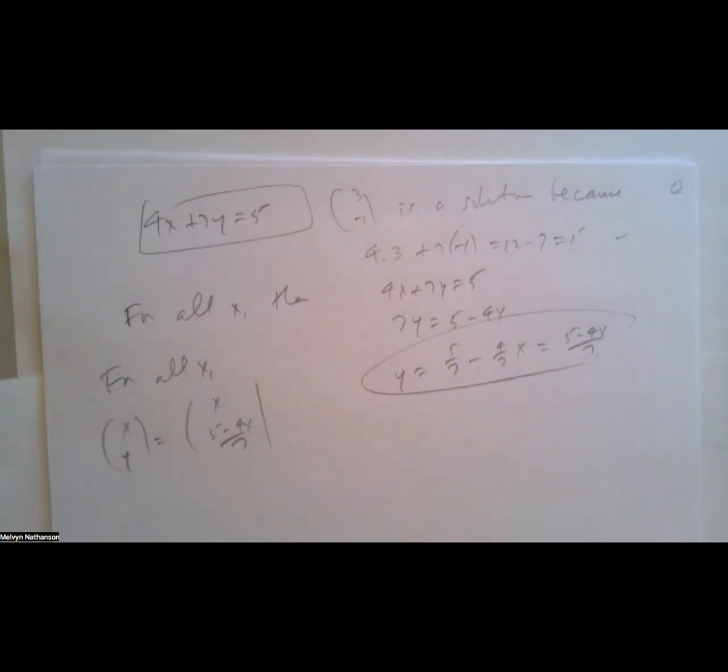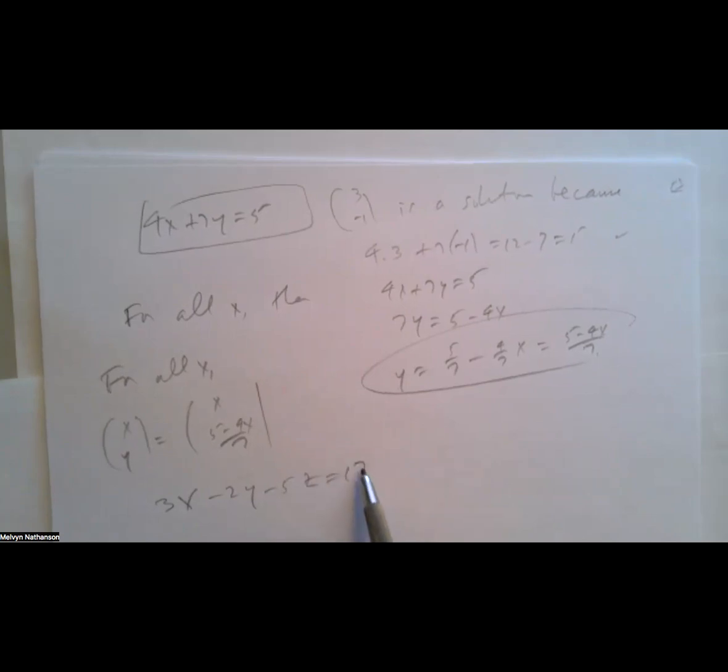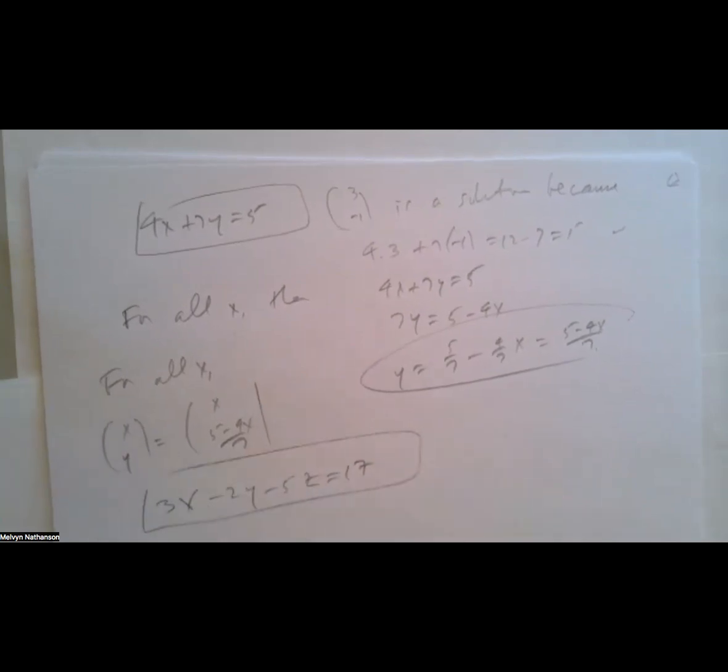Well, we don't have to look at equations in just 1 or 2 variables. We can look at equations in any number of variables. For example, 3x minus 2y minus 5z equals 17. So that's one linear equation in 3 variables. Now, if you give me any x and y, I can always find a z that solves this equation.